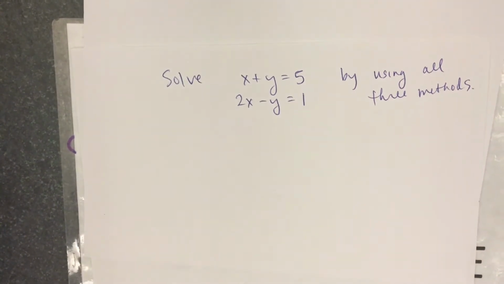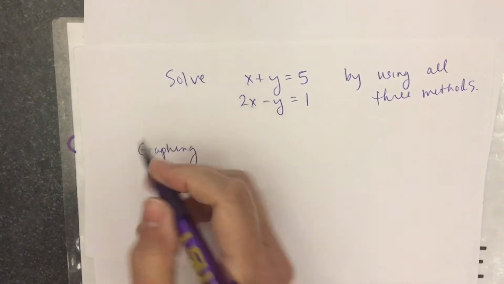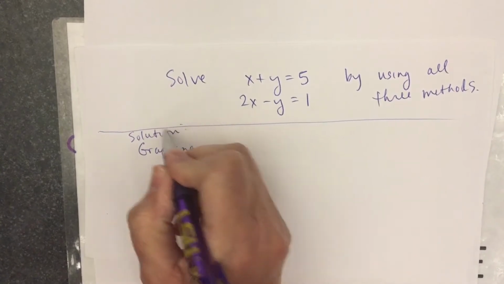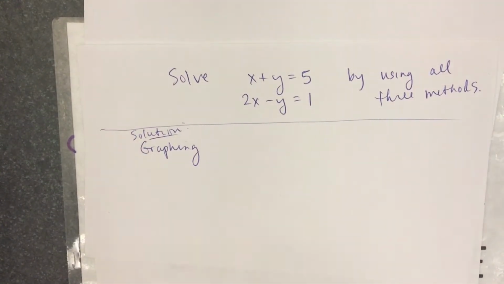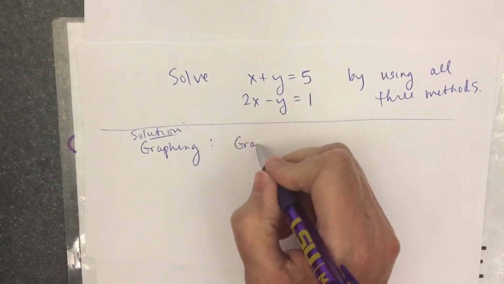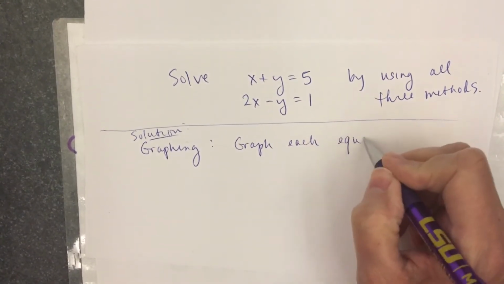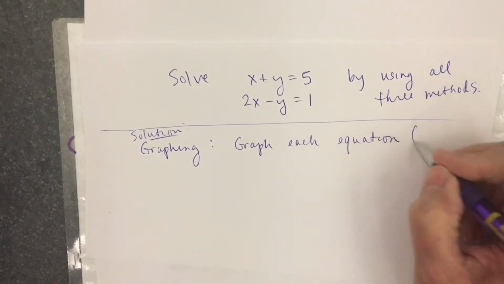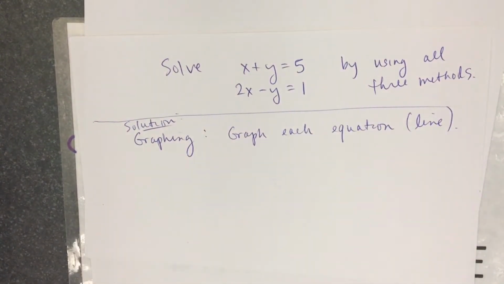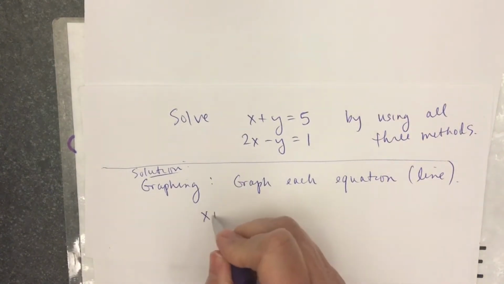I will solve it by graphing first. I'm going to graph each equation, and I'll put in parentheses after equation, graph each line. So I want to graph x plus y equals 5.